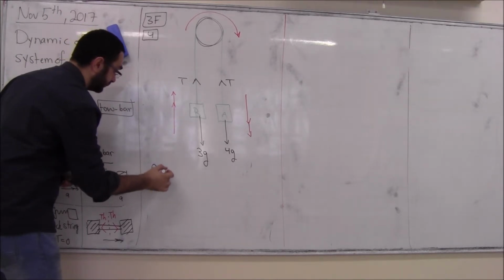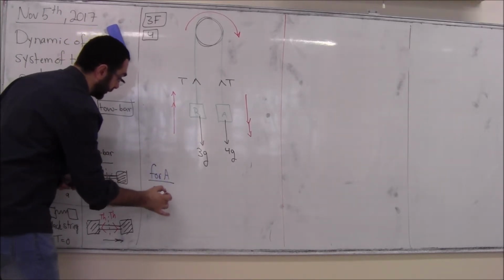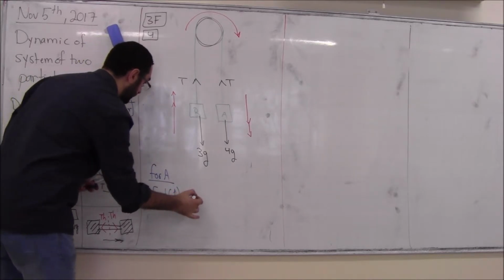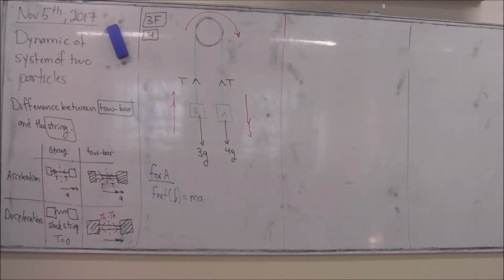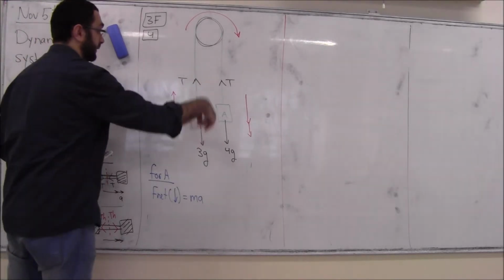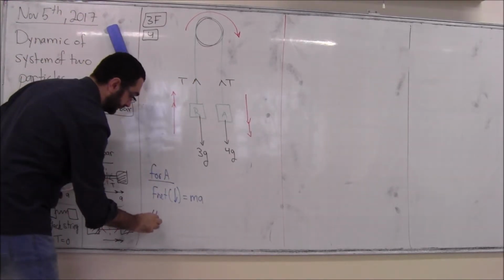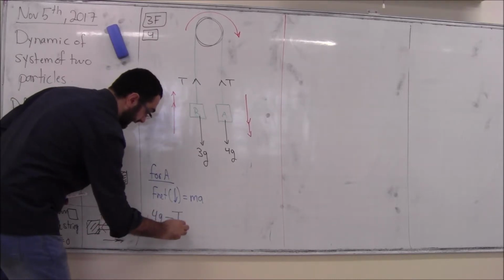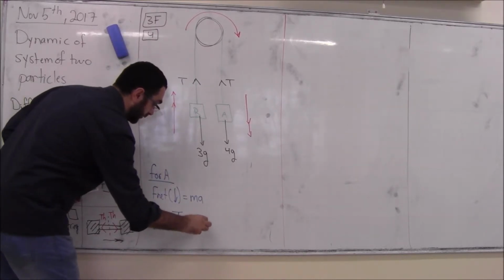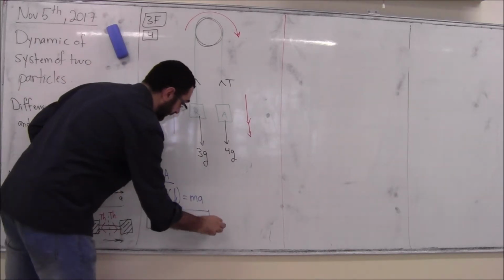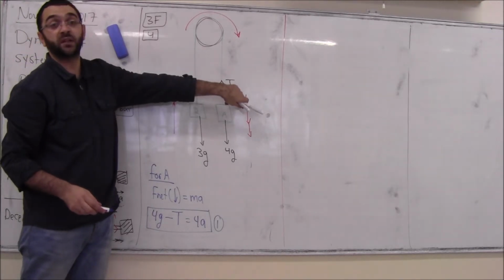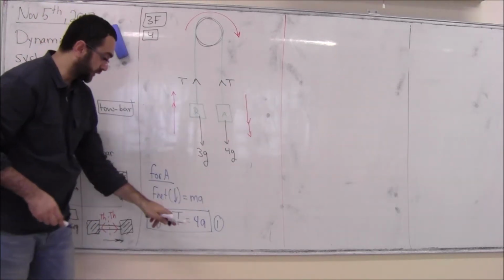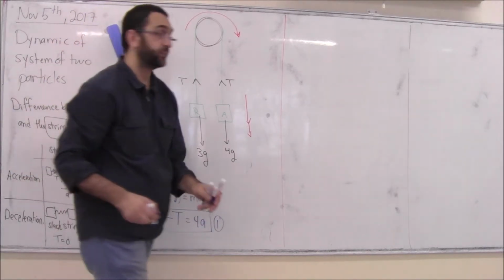For A, F net is where? Downward, right? The resultant force is downward. So, what do we have here? 4G minus tension equals 4A. This is equation number 1. 4G downward minus tension, because it's in the opposite direction of motion, equals mass times A.